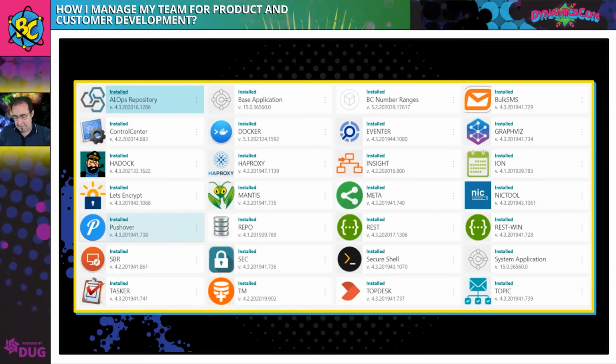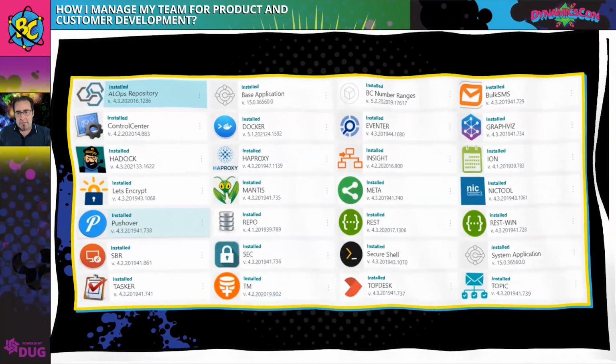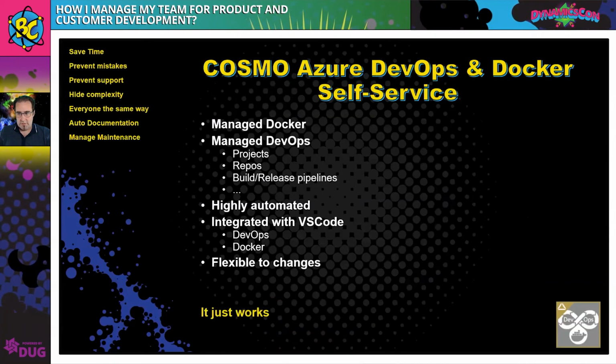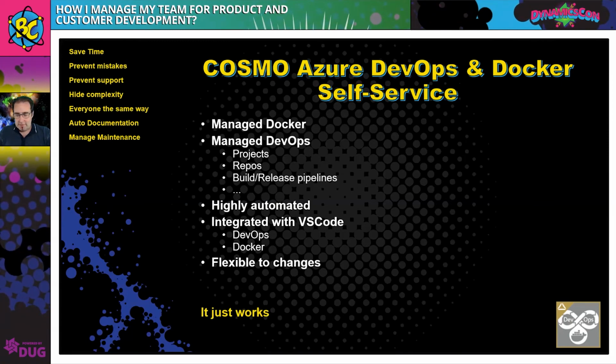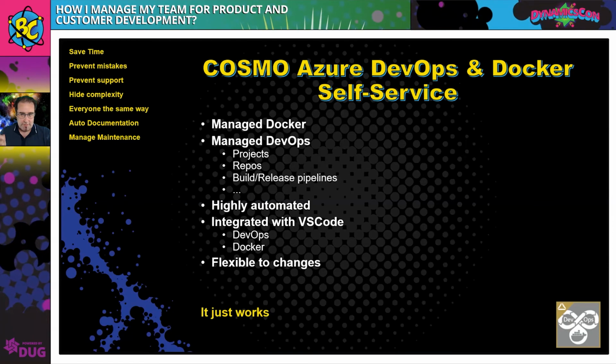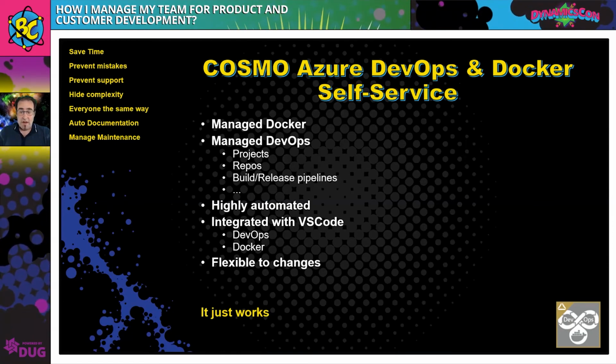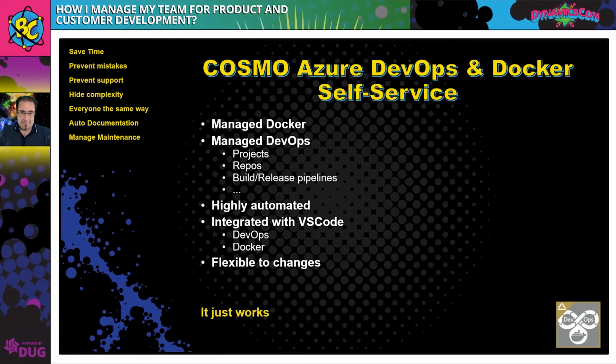I also realize that. So from that perspective, I would like to mention this tool here, COSMO Azure DevOps and Docker Self-Service. This is a tool which has out of the box anything you can dream of. It manages Docker for you. It hides that complexity. It manages DevOps for you. It hides that complexity. It is highly automated, and it's a dream for developers.